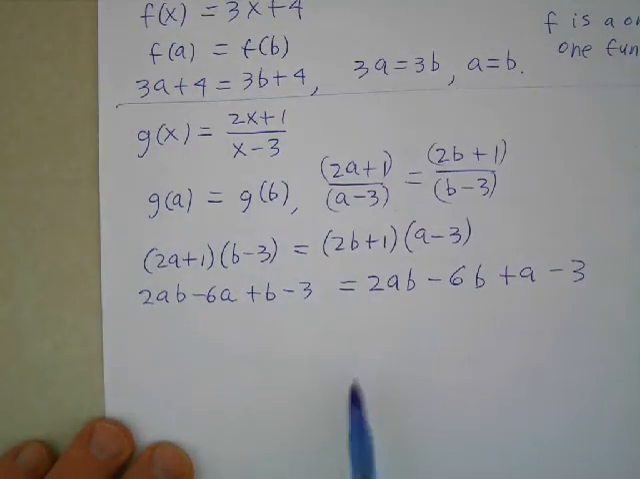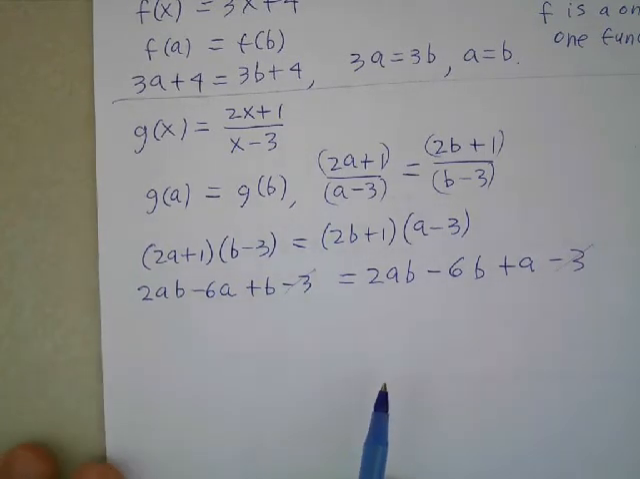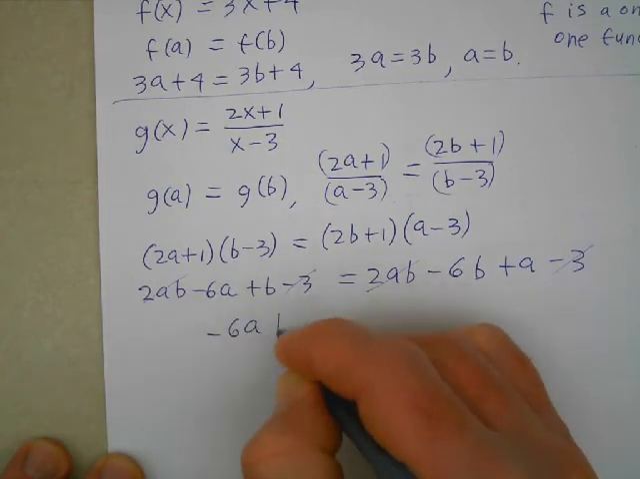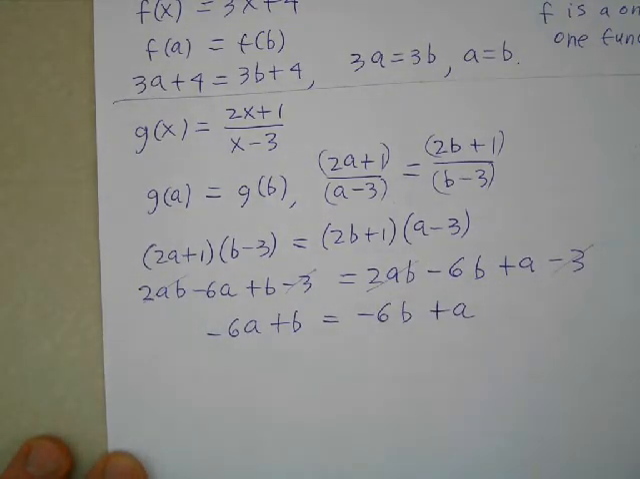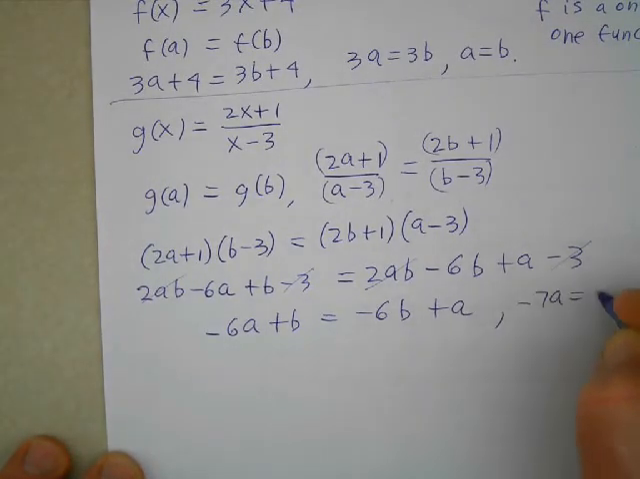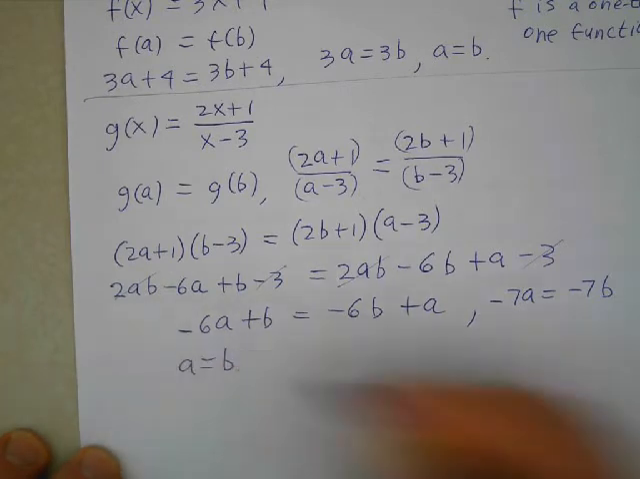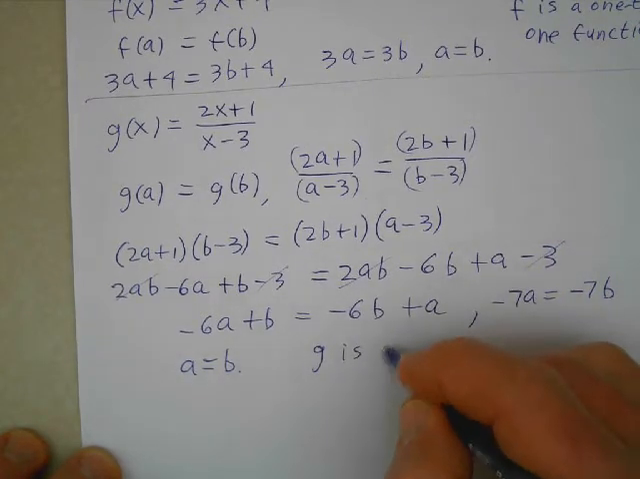In the next step, we'll do a couple of things at once. We'll add 3 to both sides so that those minus 3's are eliminated. We will also subtract 2ab from both sides, and then we'll be left with negative 6a plus b equals negative 6b plus a. We can subtract a from both sides and also subtract b from both sides. If we do that, we'll get negative 7a equals negative 7b. Then divide both sides by negative 7, we get a equals b. So that shows that g is a one-to-one function.